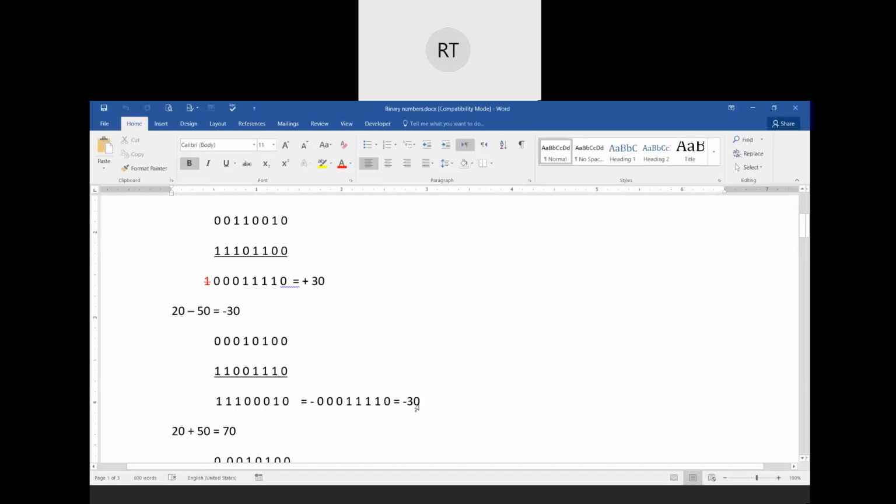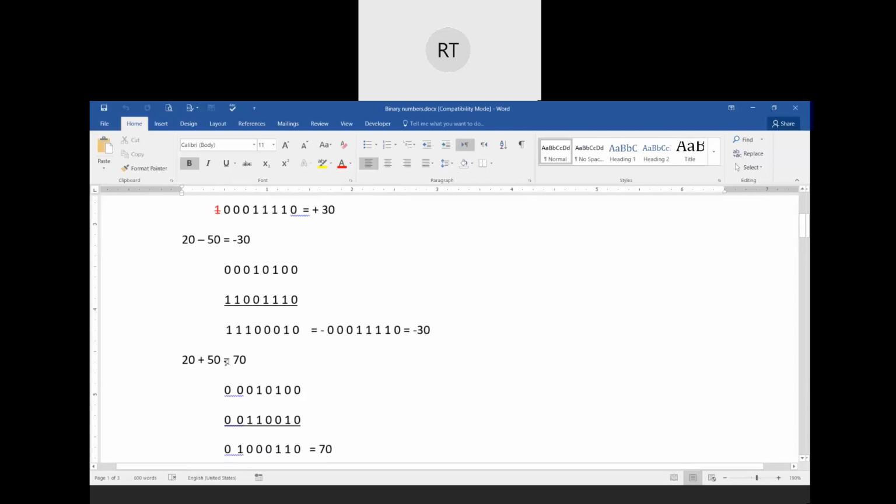To verify my answer, look please, it is 20 minus 50, it will get me a minus 30. Clear? So these are two cases: A minus B where A is bigger, and A minus B where A is smaller. We did 2 examples. Any questions?